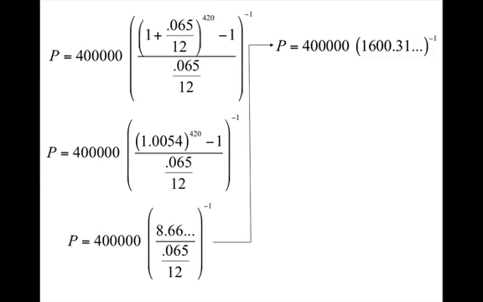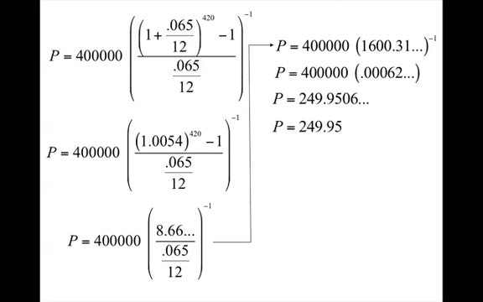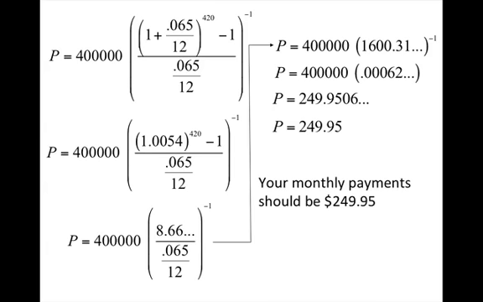Leave that in your calculator and raise that to the negative 1 power. When you do that, you got 0.00062. Leave that in your calculator and multiply by 400,000, and you get 249.9506. Since this is our final answer, round to 2 decimal places, so we get 249.95. So that means in order to have $400,000 in the retirement account, the monthly payment should be $249.95.